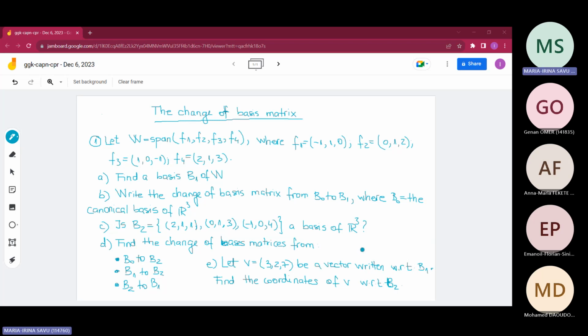Janan, do you mean that you want to solve such a problem? Yes, this type of problem. Okay. Let's start. Let's see. I will give you 2 minutes to find the basis of W.